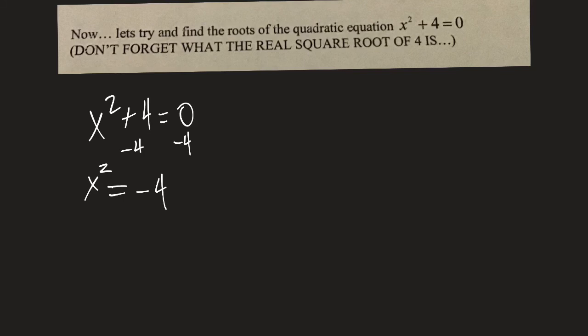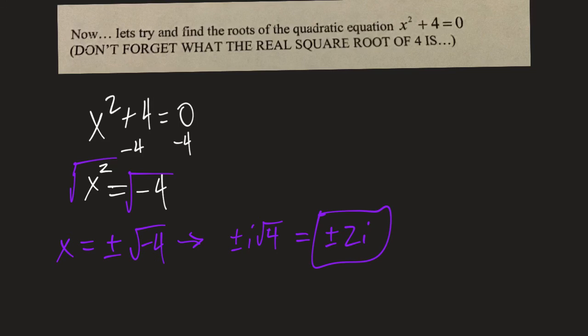And you're already seeing, you normally freak out and just say, hey, this is not a real answer. But we're going to go and take this square root. And we've got x equals plus or minus the square root of negative 4. And now we can be like, wait a minute, this turns into plus or minus i root 4, which is just 2i. So plus or minus 2i is my final answer.